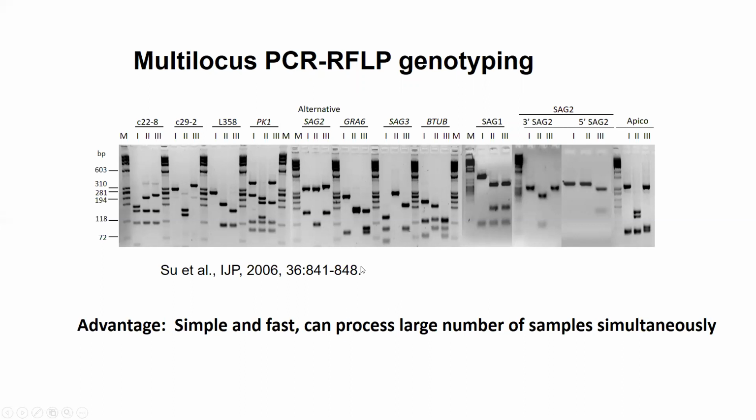So the advantage of this method is it's simple and fast, and as long as you have a PCR machine and the associated equipment, you can do it. So it is not limited by equipment. And also you can do a large number of samples simultaneously. We often use a 96-well plate to run samples. So in general, it's simple and fast.